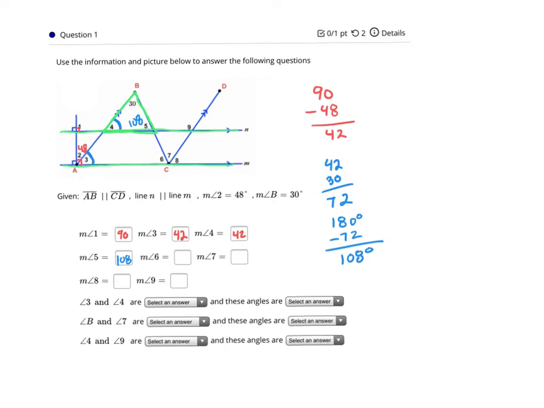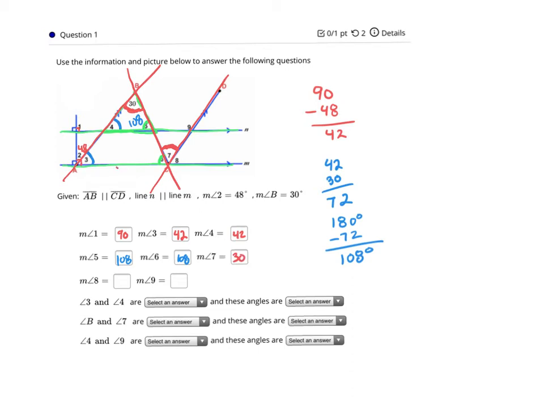So the next thing I'm going to do is take a look at number 6. Well, angle 5 and angle 6 are also corresponding angles, so that means that those are the same as well. So this will be 108 degrees. Angle 7. Well, if I look at angle B and angle 7, I have parallel lines. I have a transversal. So this and this angle, B and 7, are alternate interior angles. Alternate interior angles are congruent, so 7 is also 30.